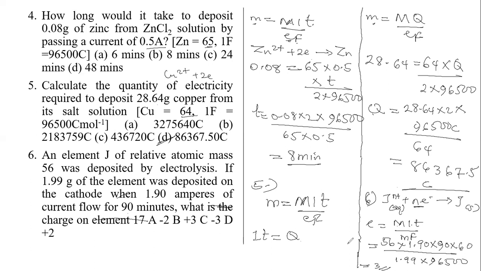Now, is it going to be plus 3 or minus 3? Since they said it was deposited on the cathode, and you know that cations migrate to the cathode, it then means that the element J or the ion J must be a cation. So since it's deposited on the cathode, I believe that is very simple enough. So we go to question number 7 now.